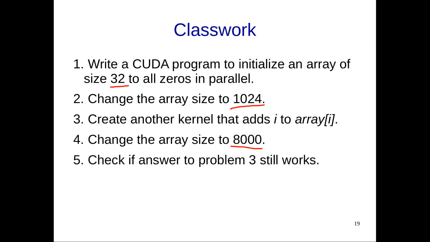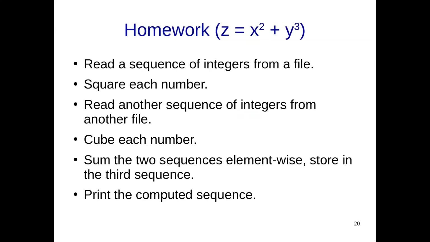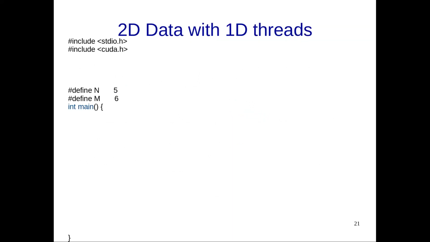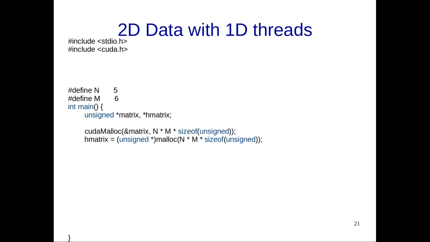Not going to work meaning you are not going to get that many threads, because there is a limit on the second parameter that we pass to the kernel call. So let's understand that. This also I leave as a homework exercise. Let's understand it from the perspective of a particular example.